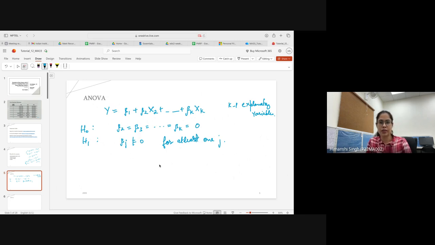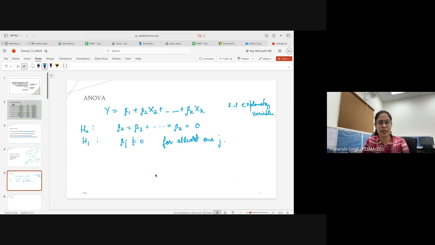Now, in order to test this, we want some statistic based upon which we can give a test. The test statistic will be a function of random variables. Whatever observations we have, we will put into that statistic. Then we will calculate it, and that statistic will have some distribution. On the basis of that distribution, we will have a decision rule, and on the basis of that decision rule, we will decide whether we accept H naught or reject H naught.